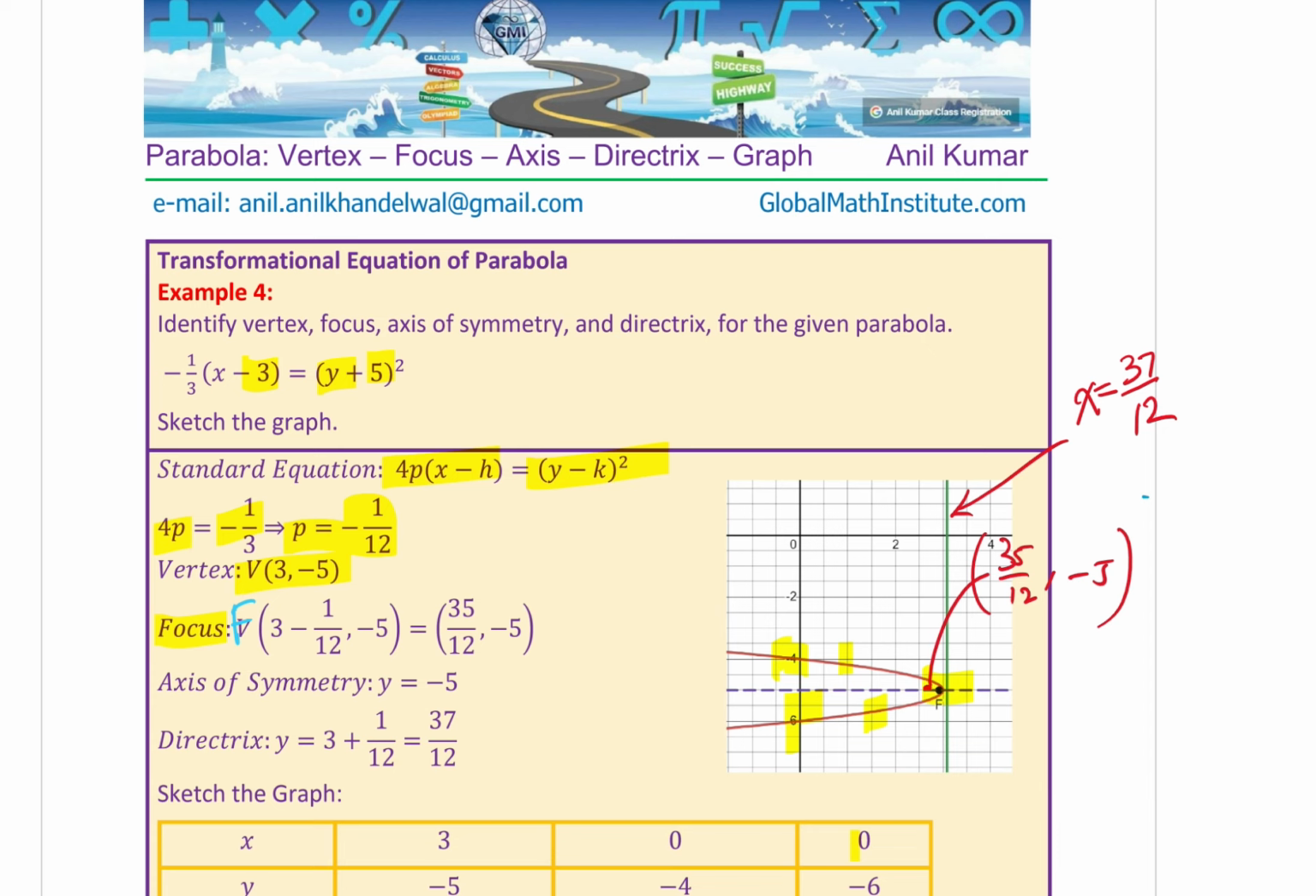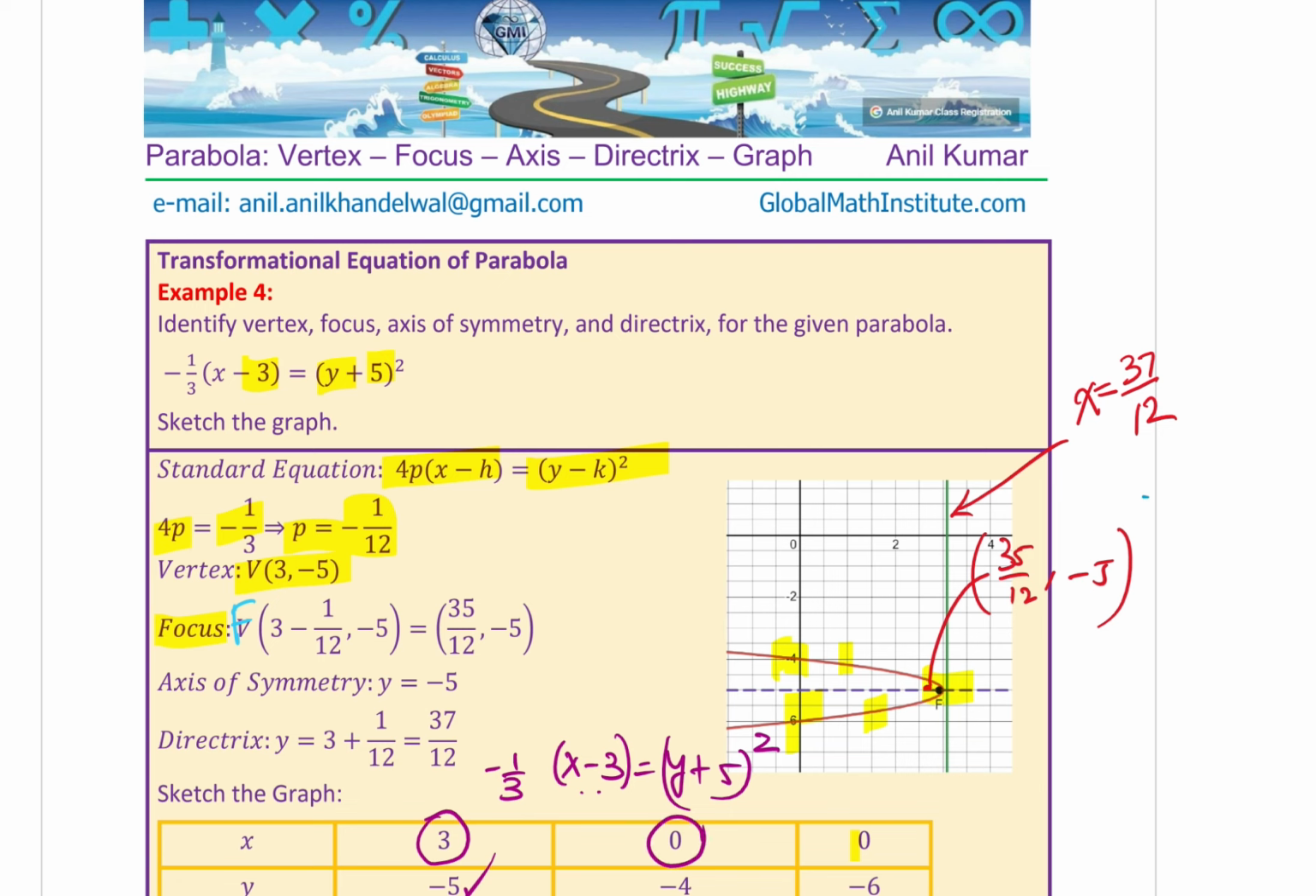And now from the given equation, let me write down the equation here, minus 1 over 3 times (x minus 3) equals (y plus 5) whole square. We can calculate the value of y by substituting the value of x. A good value to take is x equals 3. That makes this 0, right? So you get minus 5 as your answer.